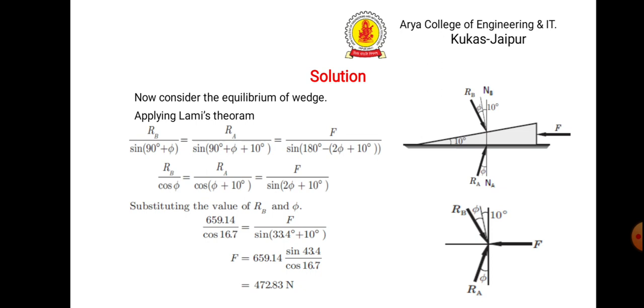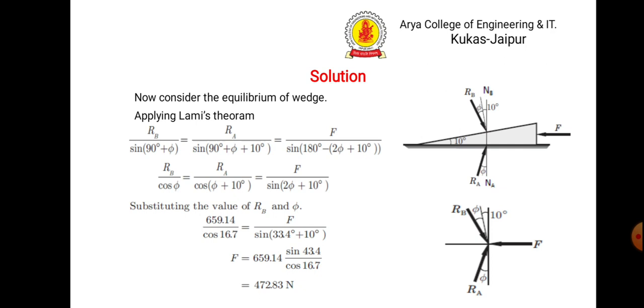Then the vertical reaction will be Ns at an angle of 10 degrees, since the angle of the wedge is 10 degrees. So we again rotate the RB in the direction of force, so it is 10 degrees plus phi, downward. This diagram is the final diagram.